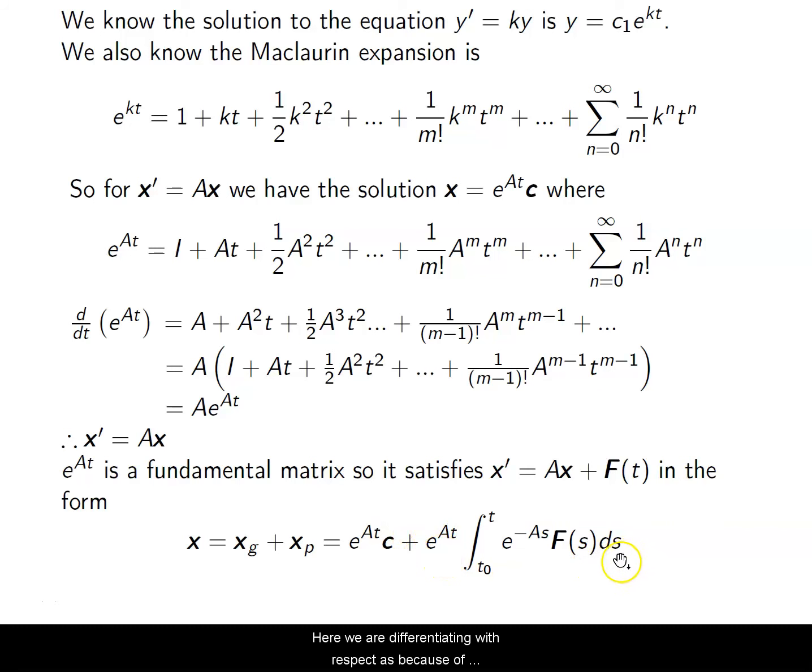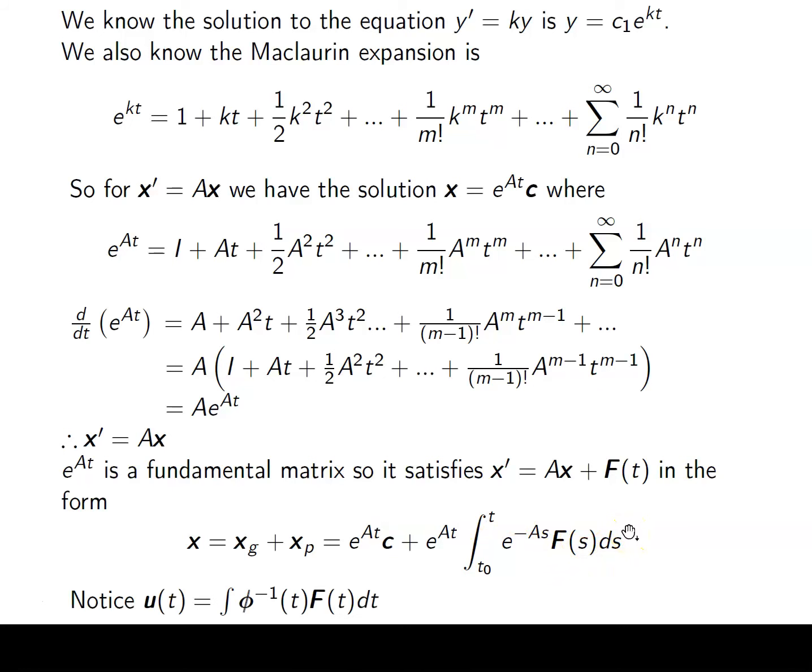Here we are differentiating with respect to s because of the way that e works, right? So we're taking our initial value up until forever, basically, okay? Again, I pointed this out in the last video, right? But this is basically just the Laplace transform, okay? E to the negative as times a function with the change of variable, okay?